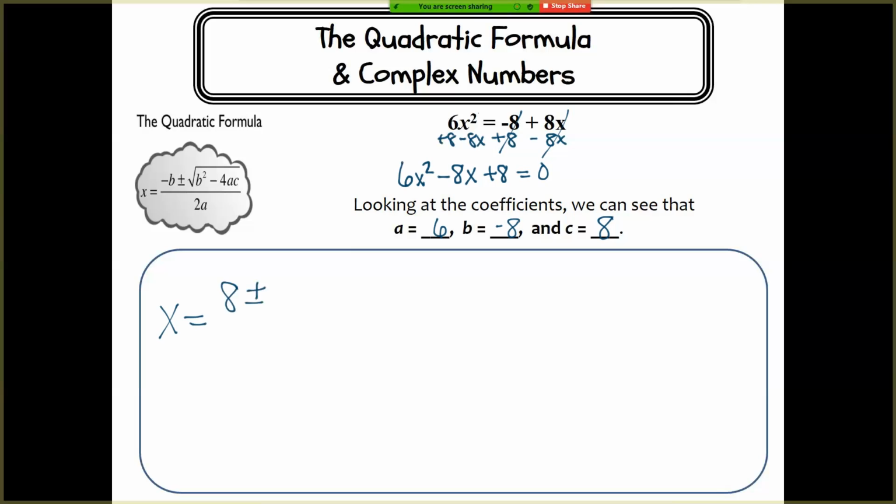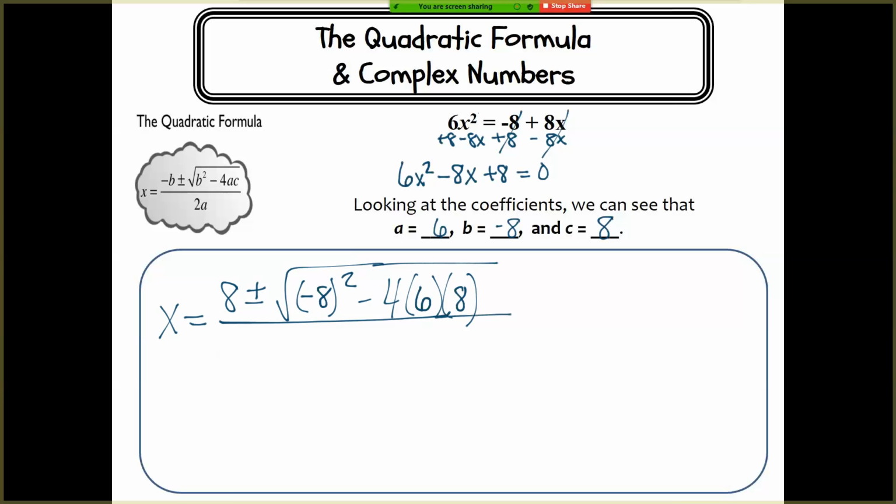So going to our quadratic formula, x equals negative b. The opposite of negative 8 is positive 8, plus or minus the square root of b squared. B squared would be negative 8 squared minus 4 times a, which is 6, times c, which is 8. All divided by 2 times a, which is 6.